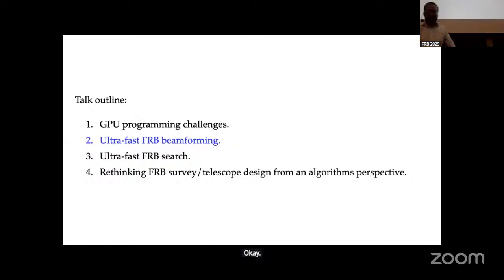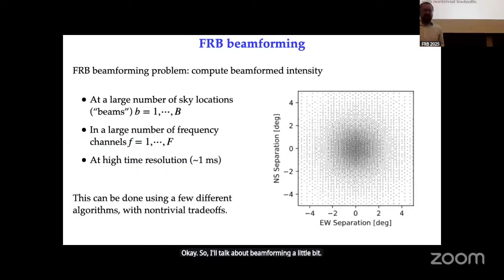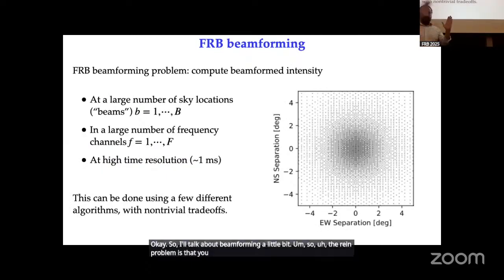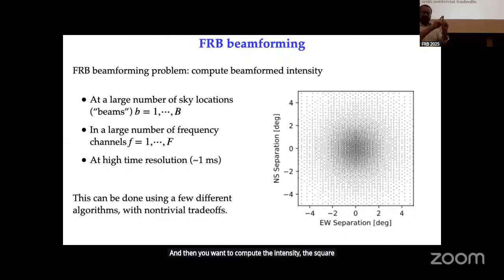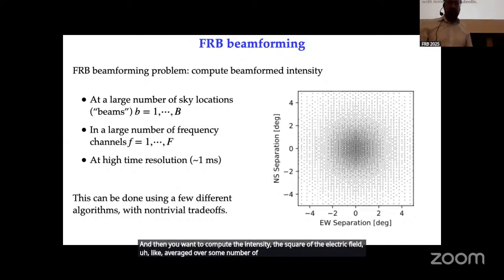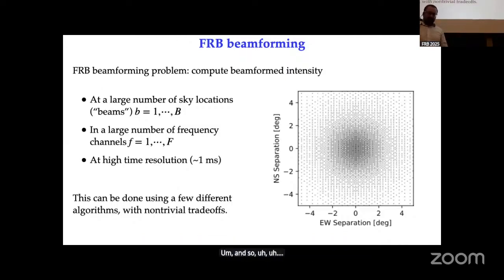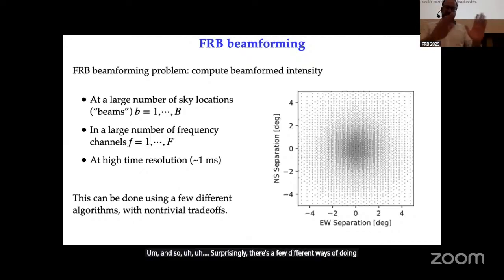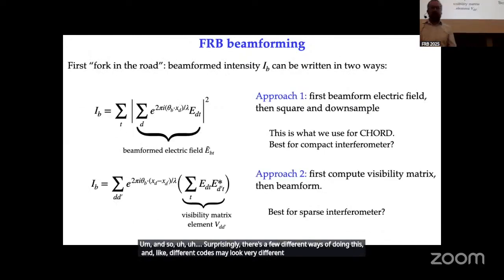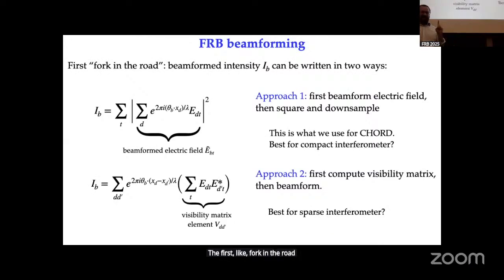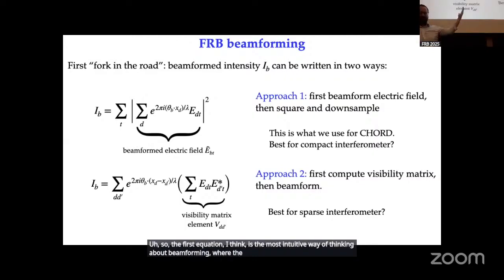Okay, so I'll talk about beamforming a little bit. The beamforming problem is that you have some set of sky locations on the sky, and then you want to compute the intensity, the square of the electric field, averaged over some number of time samples. Surprisingly, there's a few different ways of doing this, and different codes may look very different. The first fork in the road is whether you apply the beamforming weights or phases before or after squaring. The first equation, I think, is the most intuitive way of thinking about beamforming, where the inner sum beamforms the electric field, and then you square and average over time.